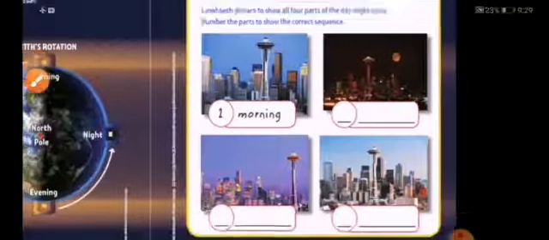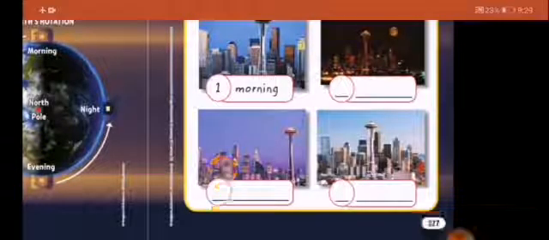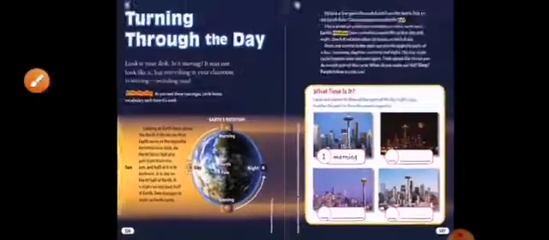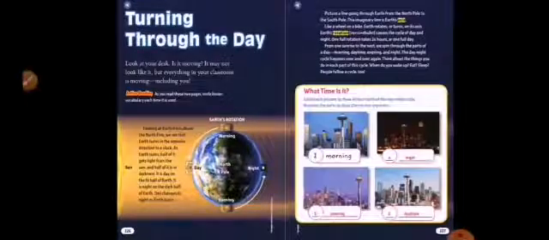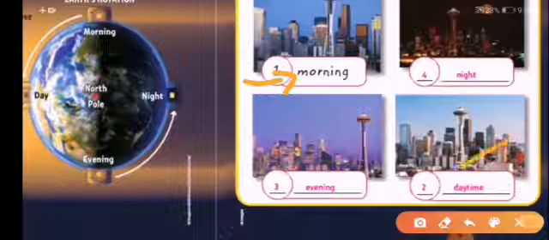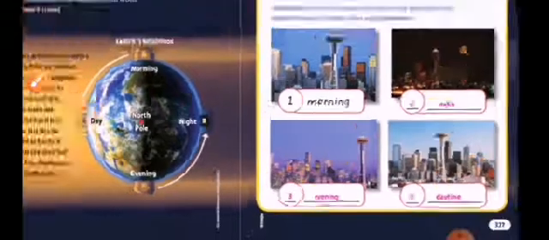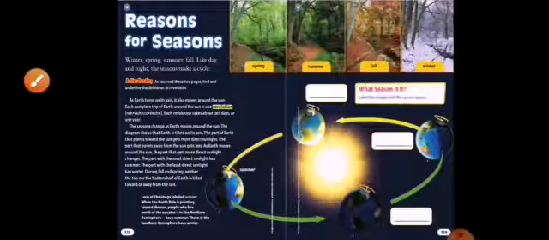Now, after that, which one do you think is the evening time? Yeah, very good. This will be number 3, the evening time. And for sure, the last picture will be the night time. Here, number 1, the morning time. Number 2, the daytime. Number 3, the evening time. And the last one, the night time. Now, let's turn the page. Here, in page 328, the Earth's revolution.